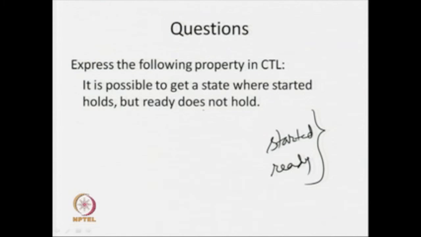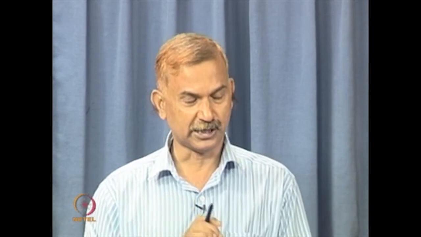You can think of something like this: we have designed a system and after that it is going for operation. Now, we have started a machine, but it is not going to the ready state. So you have started it, but it is not going to the ready state. We have to reason about such a property, and whether this property can be expressed in CTL or not. So, is it possible to get a state where started holds, but ready does not hold?